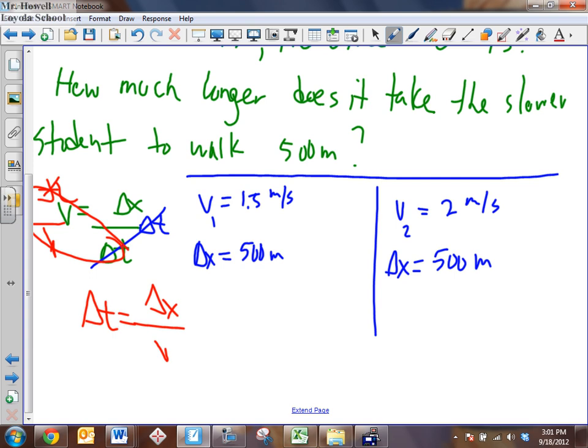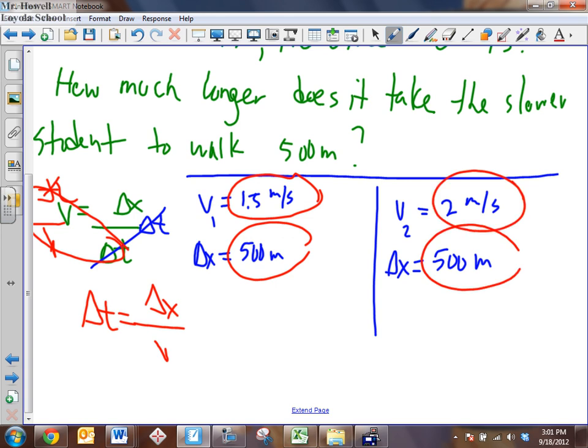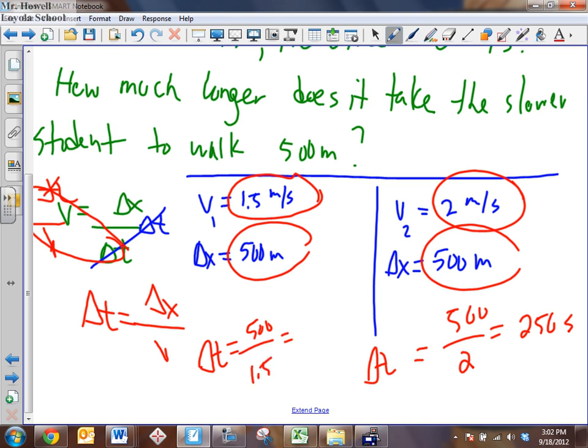Now, delta t equals delta x over v. So I take my delta x of 500 and divide it by the velocity. Here, when you do 500 over 2, you're going to get 250 seconds for your delta t. Over here, when you do delta t, you're going to take 500 over 1.5, which is going to give you 333.3 seconds.